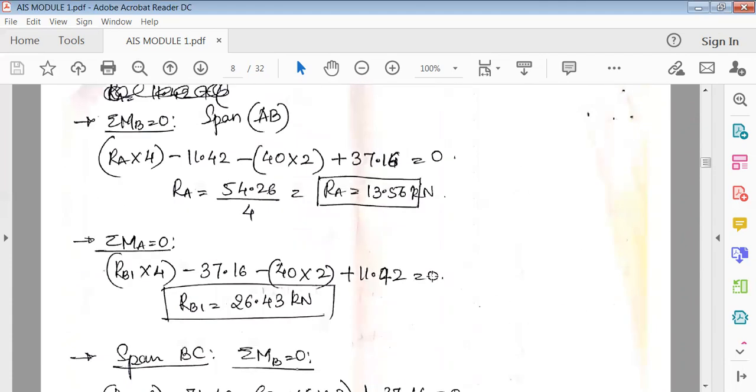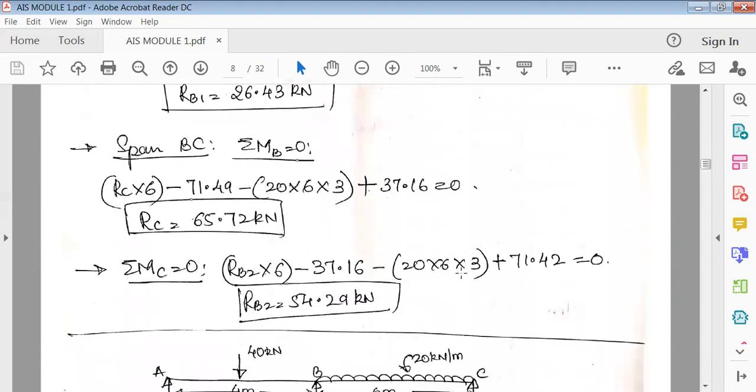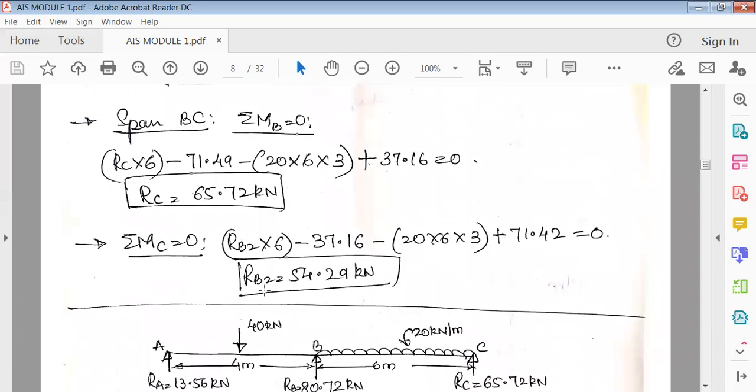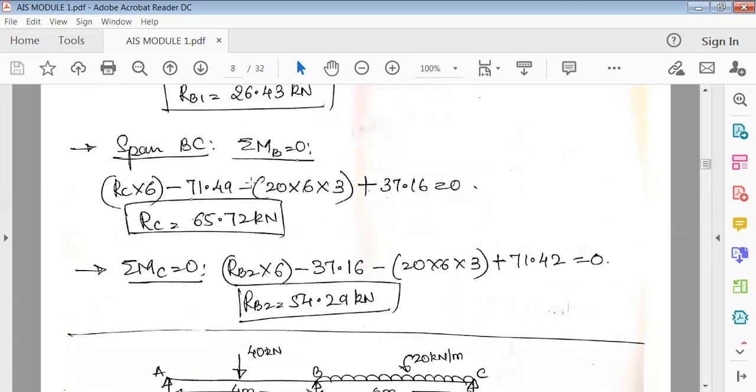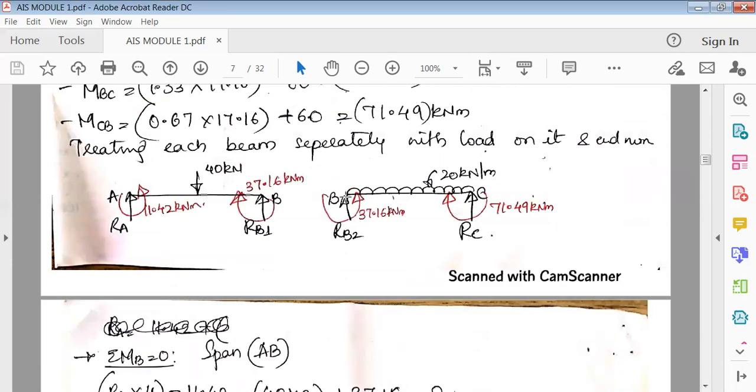Again, this is clockwise, so clockwise plus 71.49. You'll get RB2. Similarly, calculate moment about B is 0, and we'll get RC. It is RC into this distance, then 20 into this distance, and finally 37.